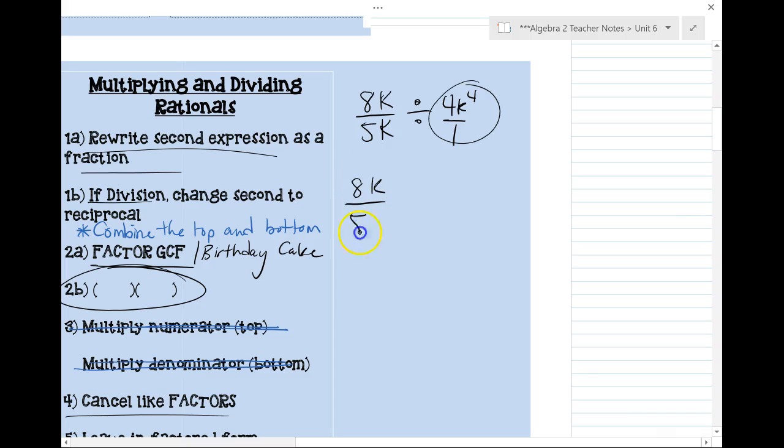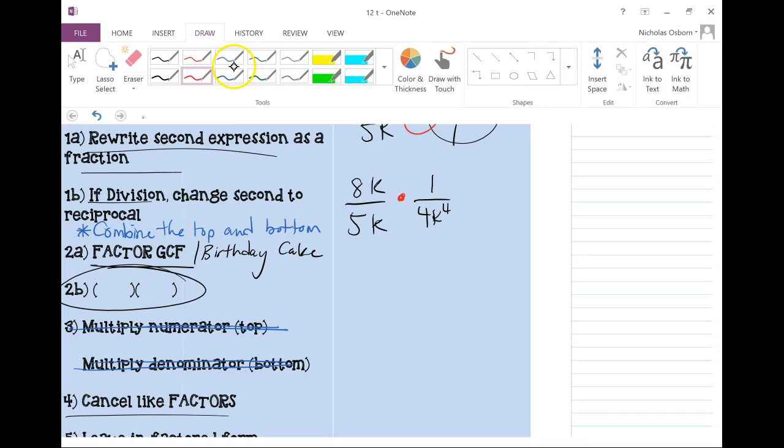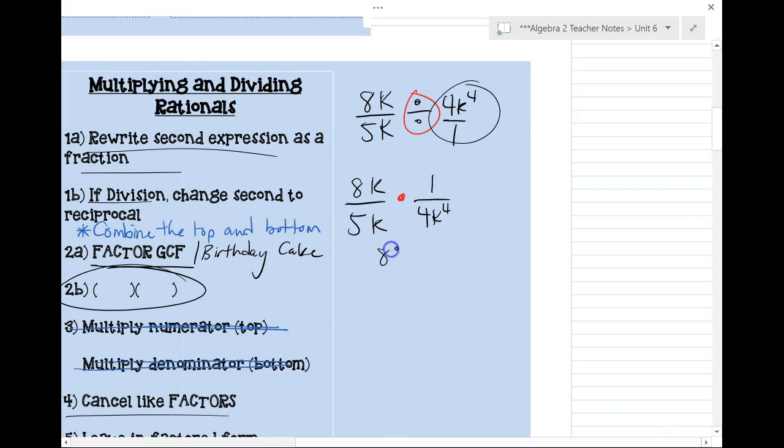So let's rewrite the first one. The reciprocal of 4k to the 4 over 1 is the same thing flipped. So now the 1 goes on top, and the 4k to the fourth goes on the bottom. And the other thing that's going to change is the sign in the middle. So when we flip it to the reciprocal, now it becomes multiplication. And that's why we do the reciprocal, because it makes life easier. Okay, so now the steps are the same as before. Combine the top, 8k and 1, well, it's just 8k. And then combine the bottom, 5k times 4k to the fourth.